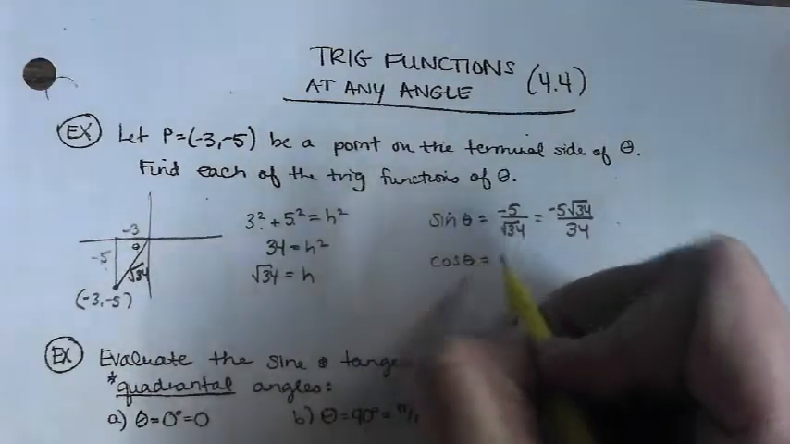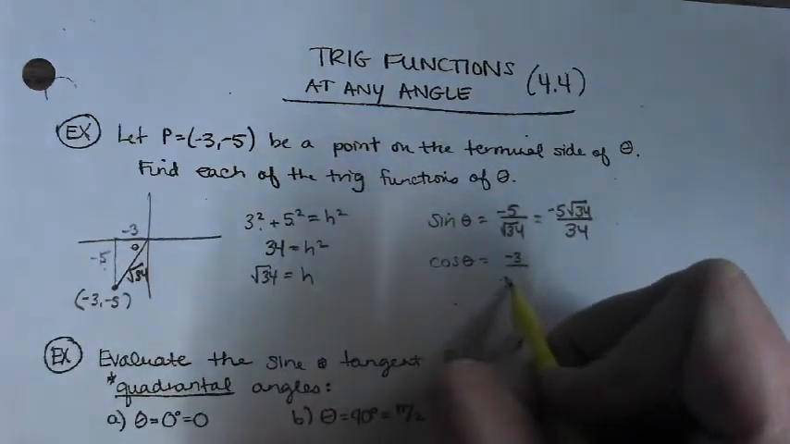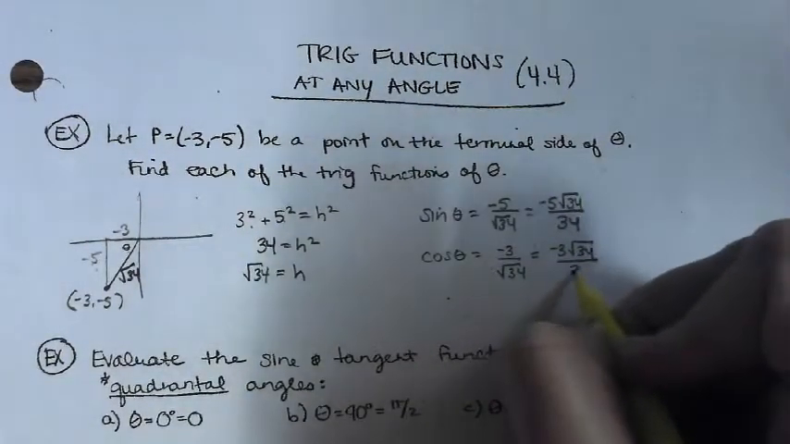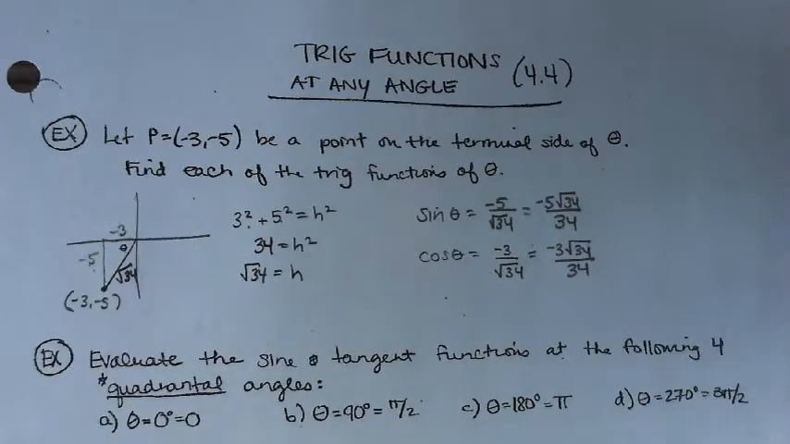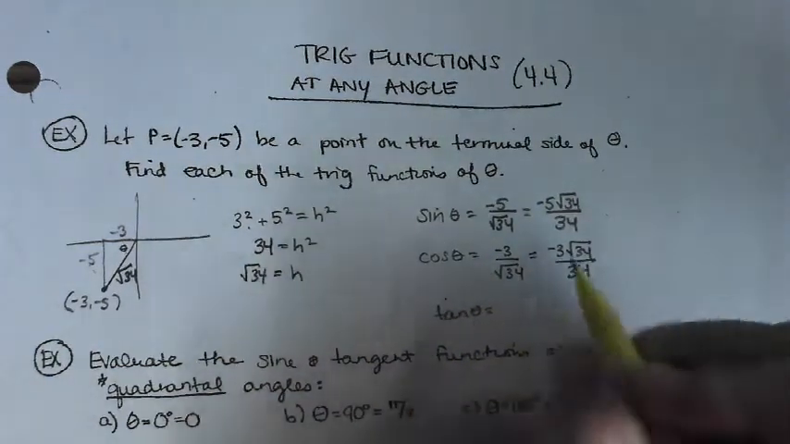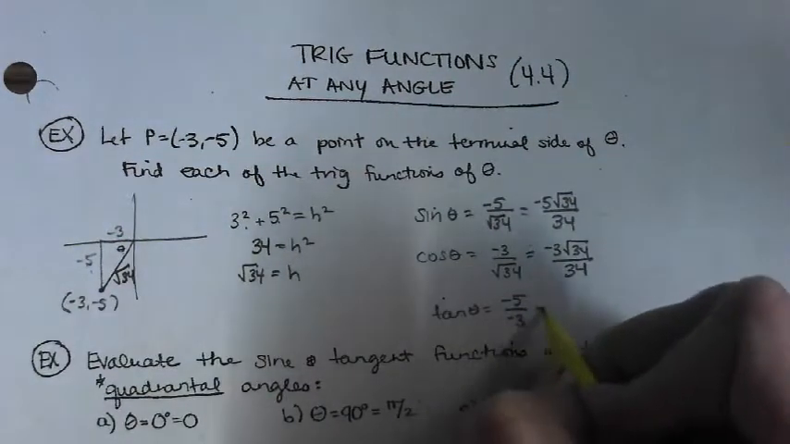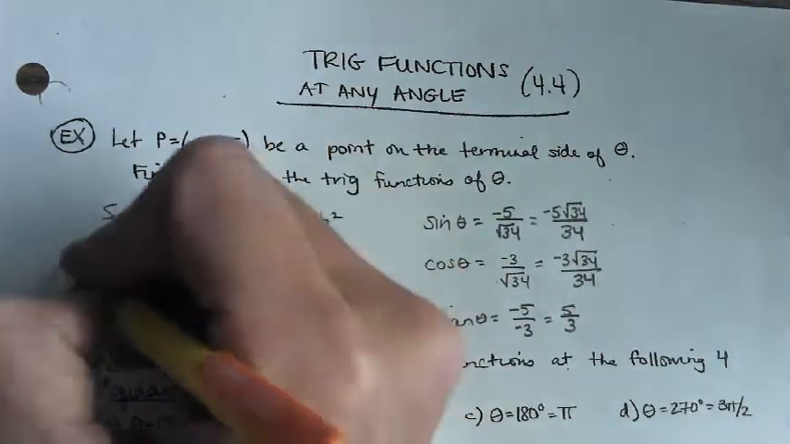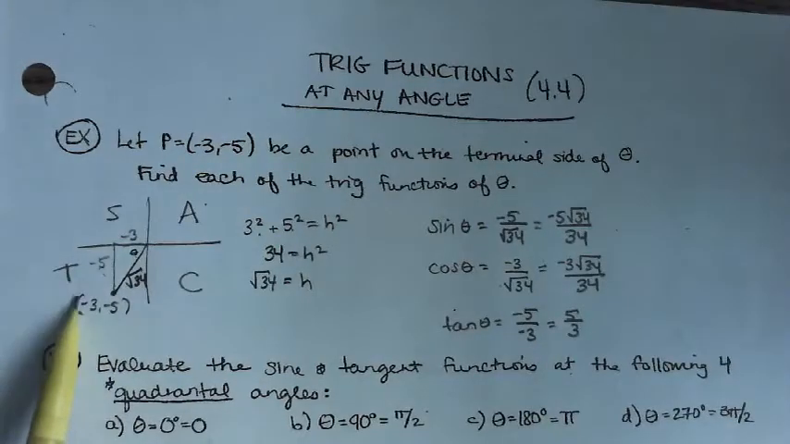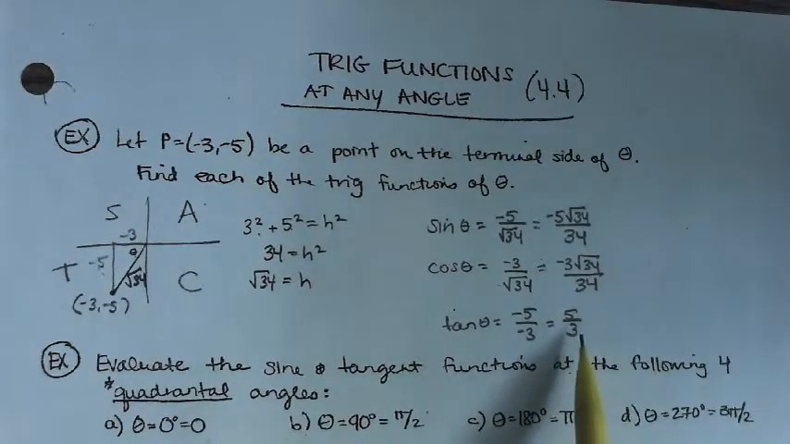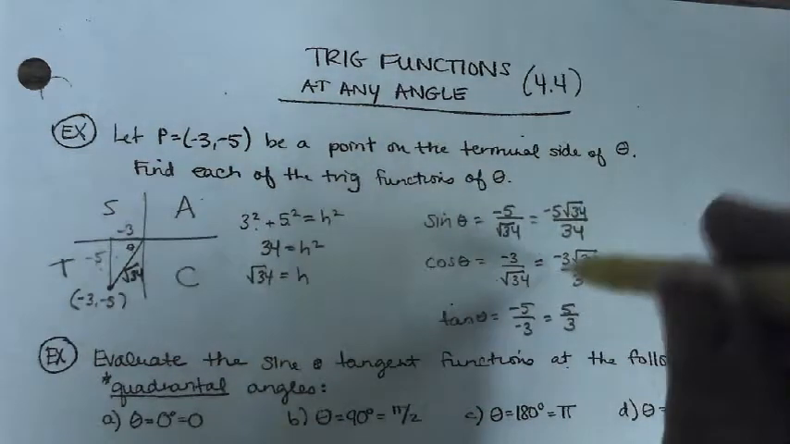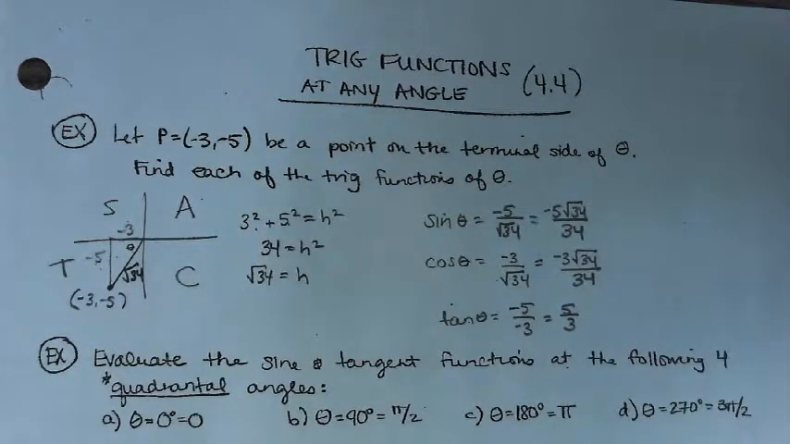Cosine, adjacent over hypotenuse, -3 over root 34. Rationalizes. Tangent, opposite over adjacent, 5/3. So for the record, with this whole all students take calculus thing, only tangent should be positive, and of course that's what happened, because that's the double negative that you get. Anything else is a negative over a positive, which is why sine and cosine are both negative.